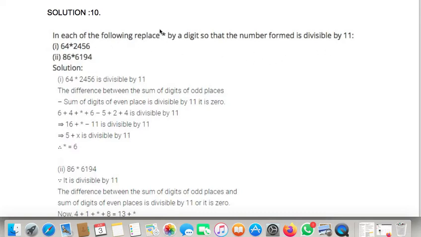Now we have to replace this asterisk with a single digit number. Let us start. Divisibility by 11. Firstly, we will recapitulate the rule. What is the rule? A number is divisible by 11. For that, how do we check?